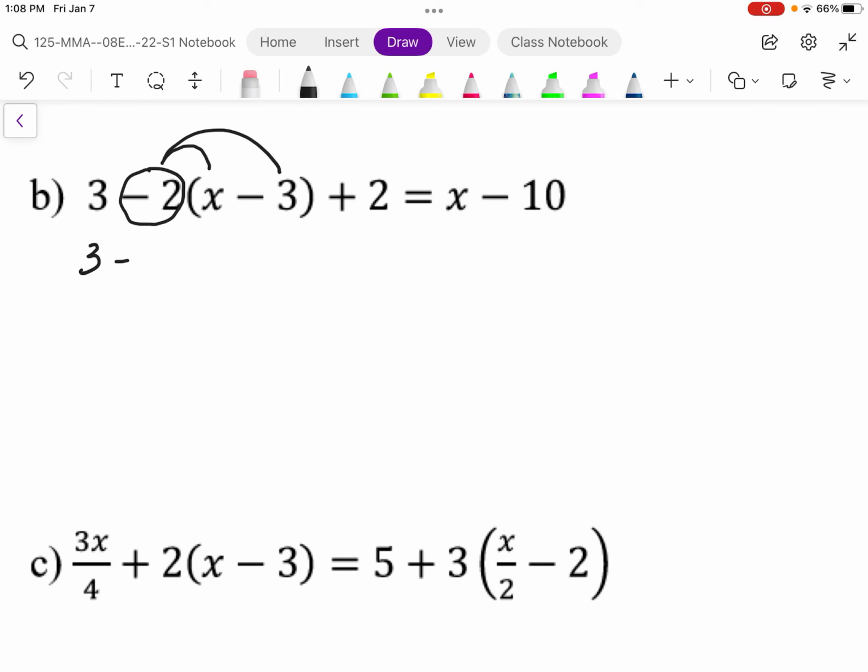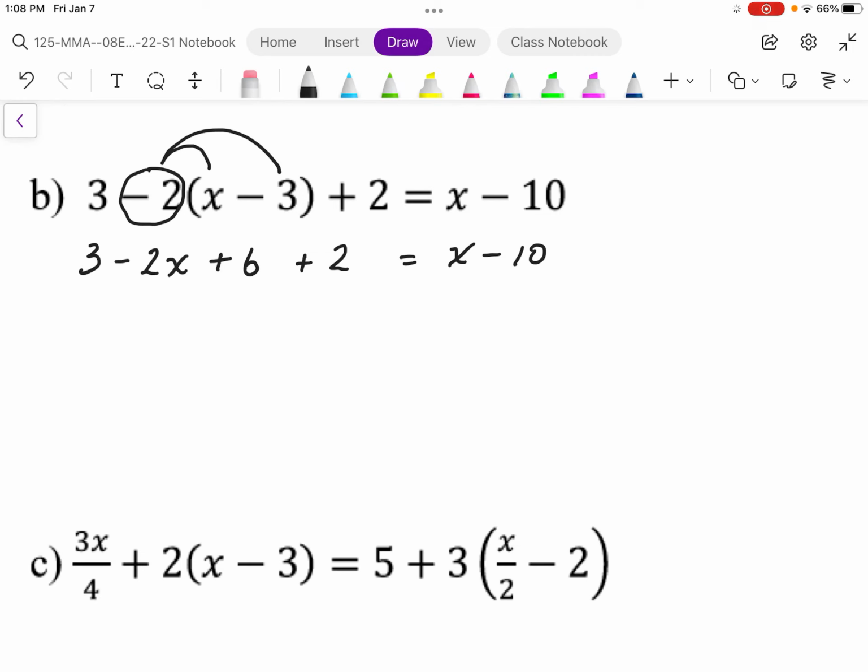Negative 2 times x gives me negative 2x. Negative and negative is going to give me a positive. And 2 groups of 3 is plus 6. Make sure you write down all the other parts of this equation. I haven't added or subtracted anything to this, so I don't have to worry about balance yet.